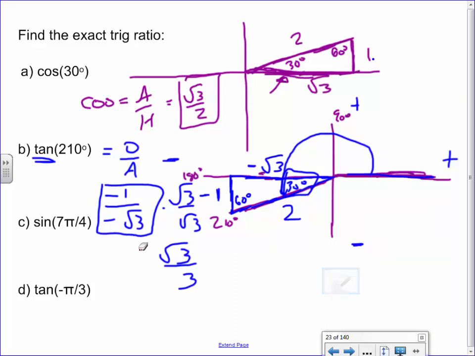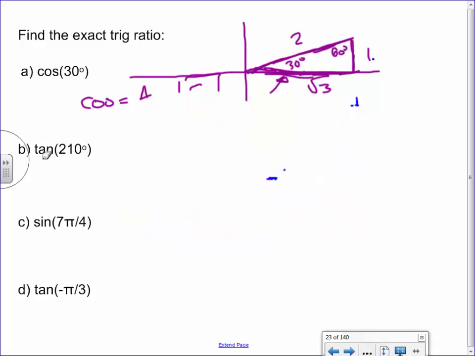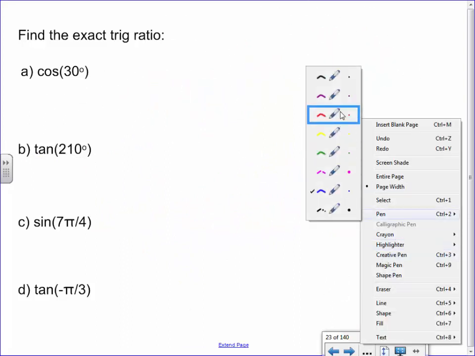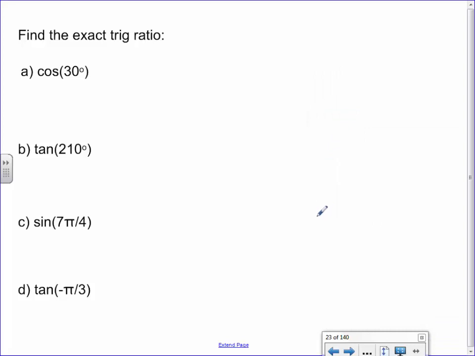Okay, let's try another one. Let's say the angle wasn't a degree angle, though, because we've learned now that some angles can be in terms of how many radians you have. Let's work with the sine of 7π/4. So the first question we have to ask is, what the heck is 7π/4? Where in the world would that be on this grid?